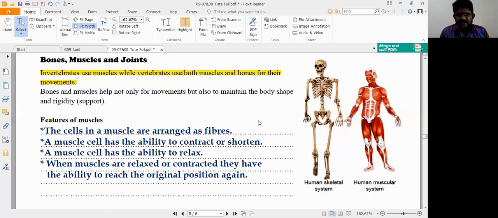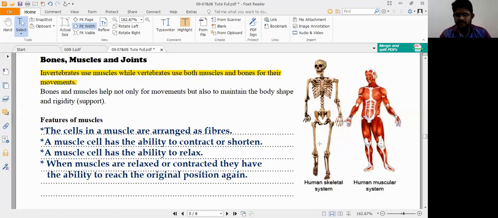And vertebrates like us, we do have both muscles and bones arranged together. They are what is activated to move. So accordingly, vertebrates use both muscles and bones for their movements. Bones and muscles help not only for movements but also to maintain the body shape and rigidity.